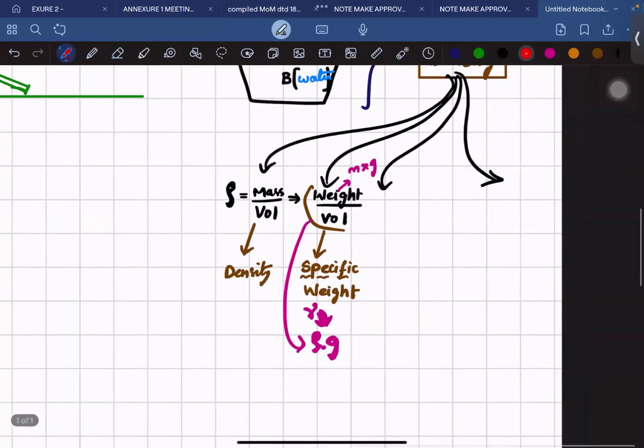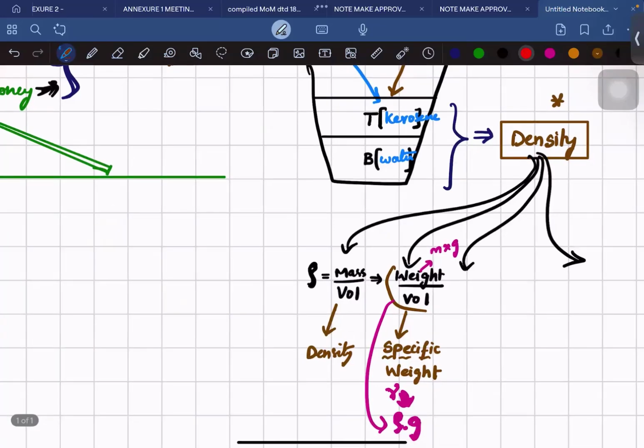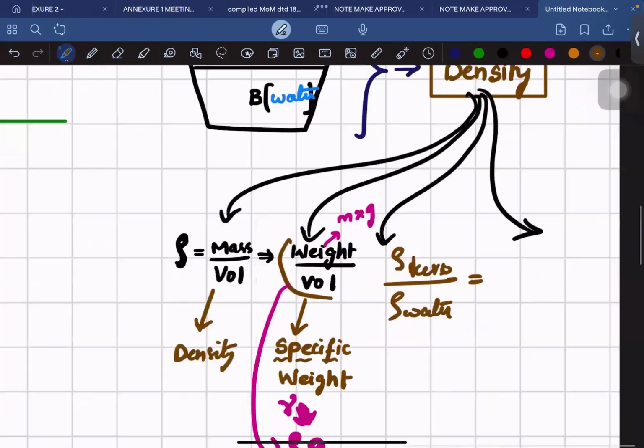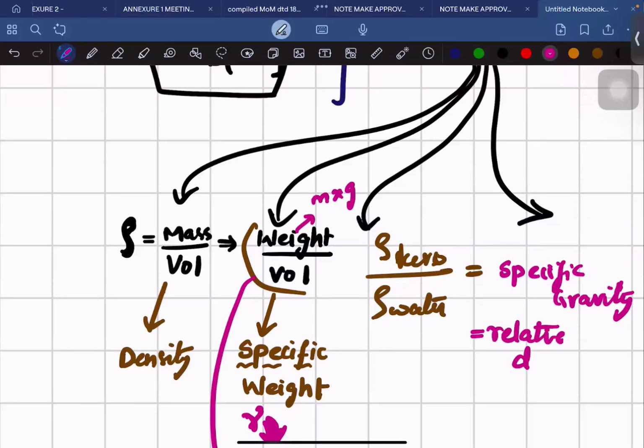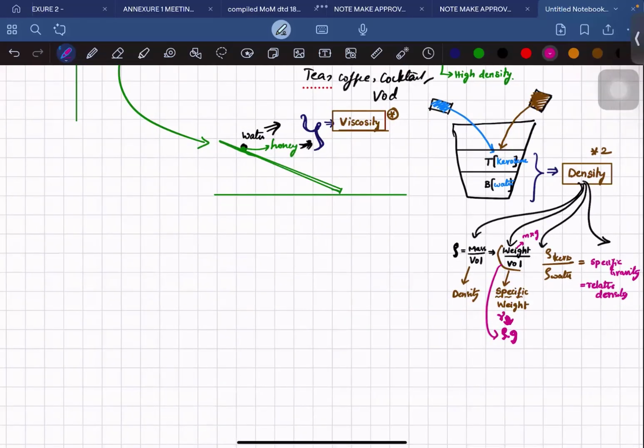Then proceed further. The second fluid parameter is density. If I take the density of kerosene divided by the density of water, we call this ratio specific gravity. Or sometimes we can say it as relative density also, since we are comparing two densities. So this is all about the second fluid parameter, that is density.